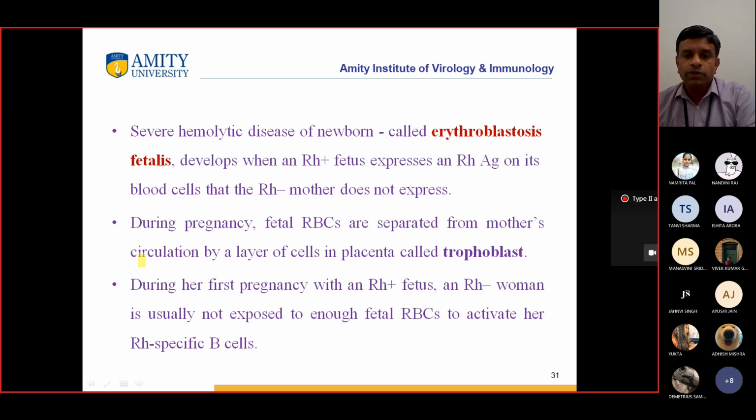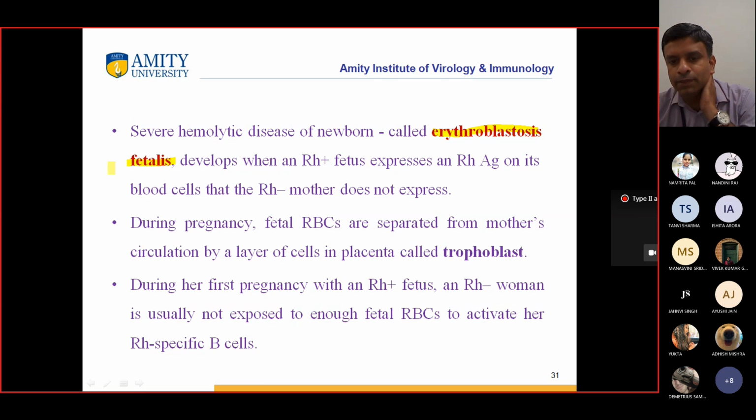Now, severe hemolytic disease of the newborn is called erythroblastosis fetalis. So students, have you heard this name earlier? Have you heard the name of this disease earlier? Anyone? No, sir. No? Okay. So students, what happens?